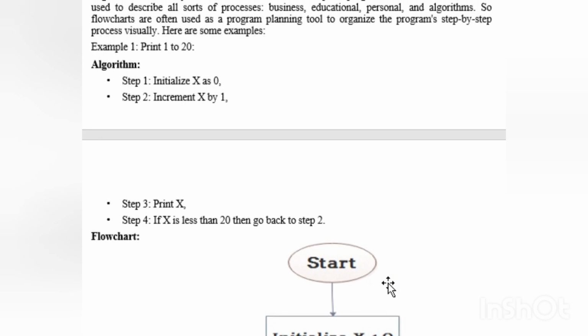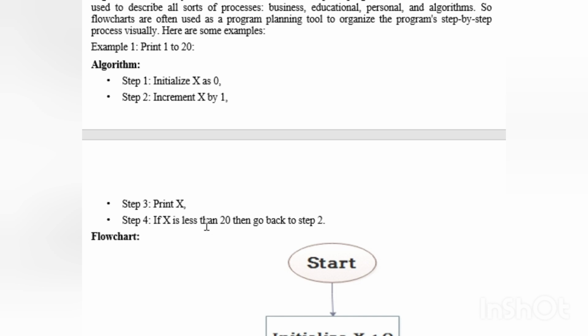For example, we need to print 1 to 20. So for the algorithm, we will be doing step 1, initialize x as 0, increment x by 1, then print x, and if x is less than 20, then go back to step 1. In this way, we can print numbers from 1 to 20.